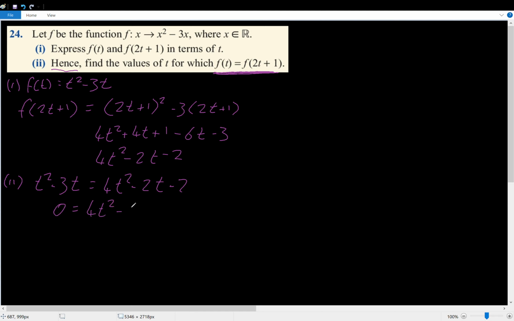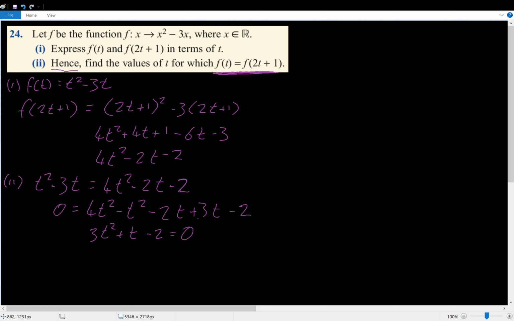4t squared minus t squared minus 2t plus 3t minus 2. Alright, and then we're going to tidy this up a bit, and just for ease I'm going to move the equals 0 to the other end. So 4t squared minus t squared is 3t squared, minus 2t plus 3t is plus t, and we still have minus 2, and that's all equal to 0.